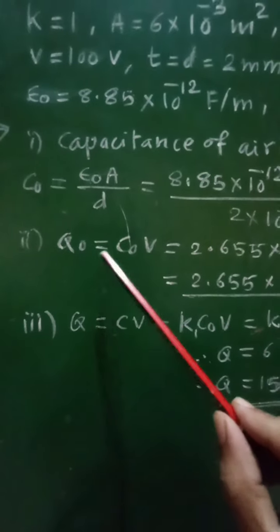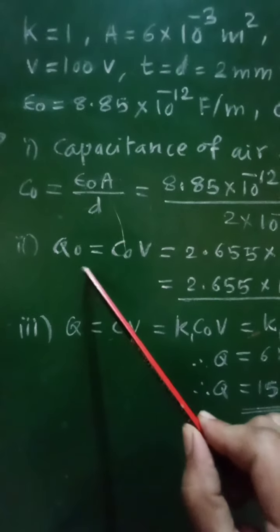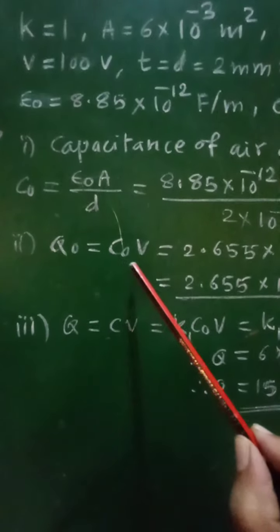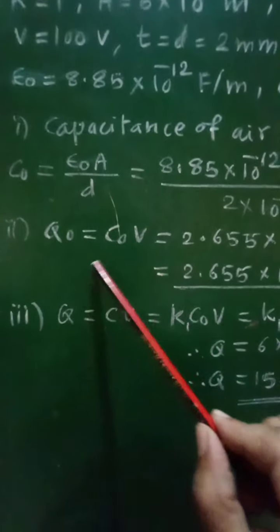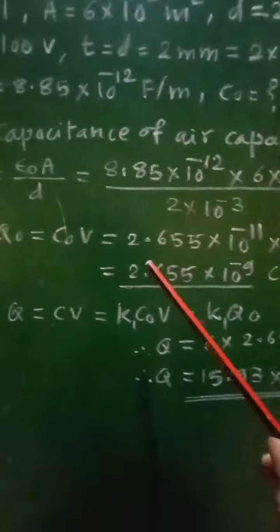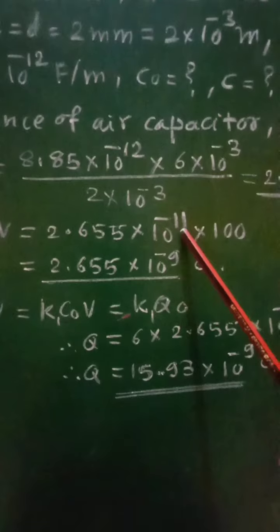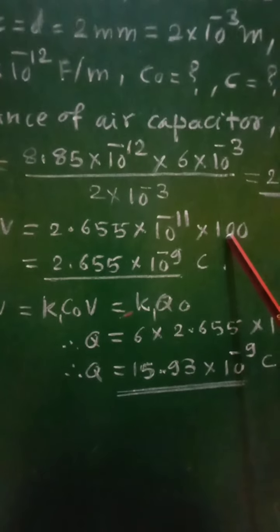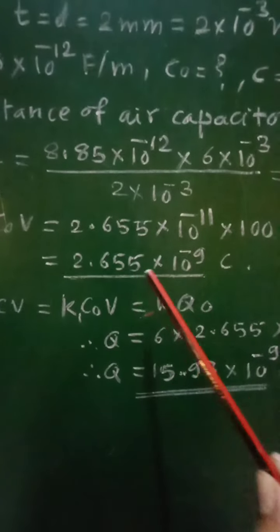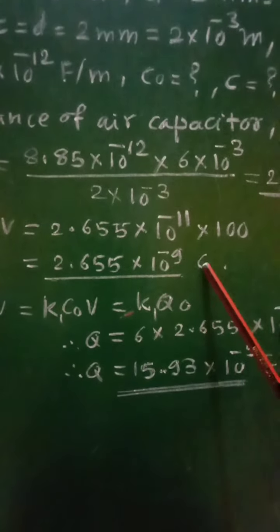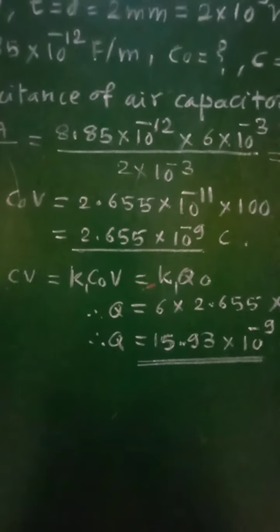Then second point, we will find out the charge on each plate of that air filled capacitor, that is given as Q is equal to CV, that is Q0 equal to C0 phi for air filled capacitor. Putting the values, we will get 2.655 into 10 raised to minus 11 into 100. Solving this, we will get 2.655 into 10 raised to minus 9 coulomb. This will be the charge present on each plate of that air filled capacitor.